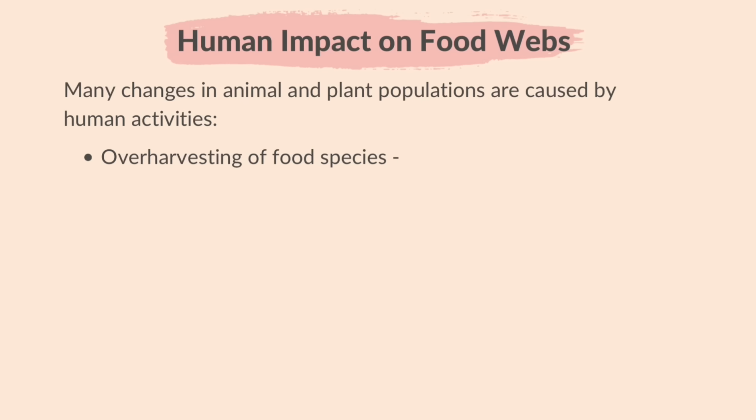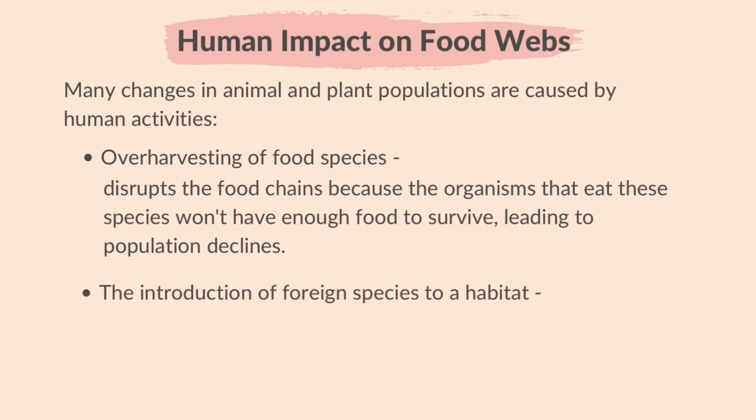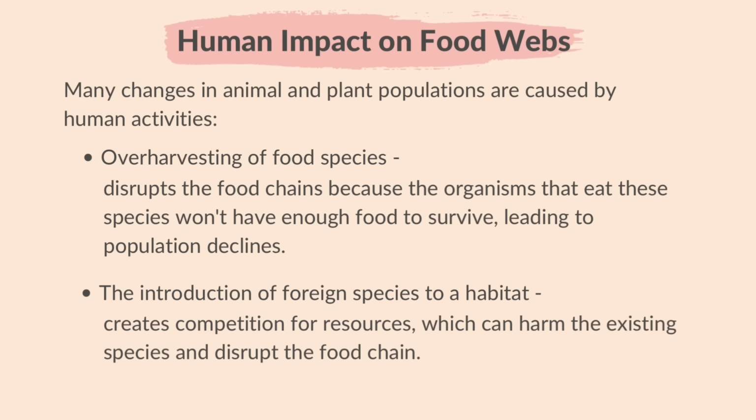Overharvesting of food species. This disrupts the food chains because the organisms that eat these species won't have enough food to survive, leading to population declines. And the introduction of foreign species to a habitat. This creates competition for resources, which can harm the existing species and disrupt the food chain. Both of these human-driven actions can significantly alter the balance of ecosystems.